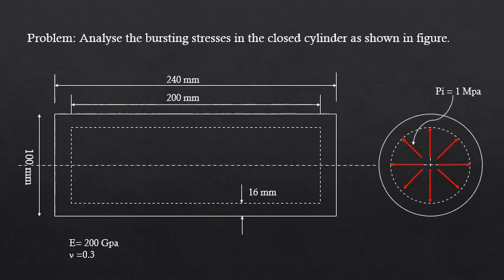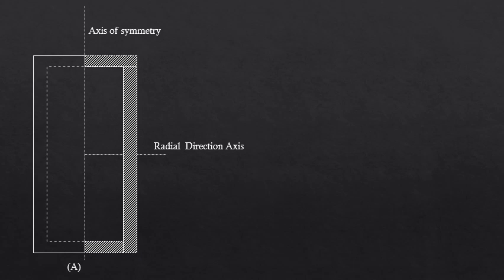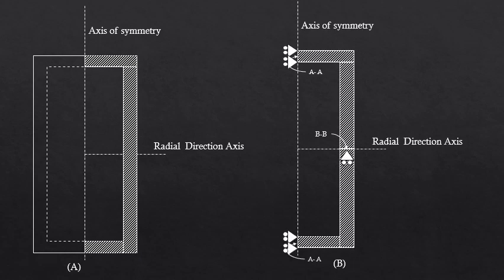Consider the following problem, for analysis of the bursting stresses in the closed cylinder as shown in figure below. Figure A shows the cross-section of pipe. This cross-section when revolved around axis of symmetry, generates the three-dimensional pipe. Figure B shows the boundary conditions for the given problem. It is seen that, the edges AA and edge BB are roller supported as shown in figure.